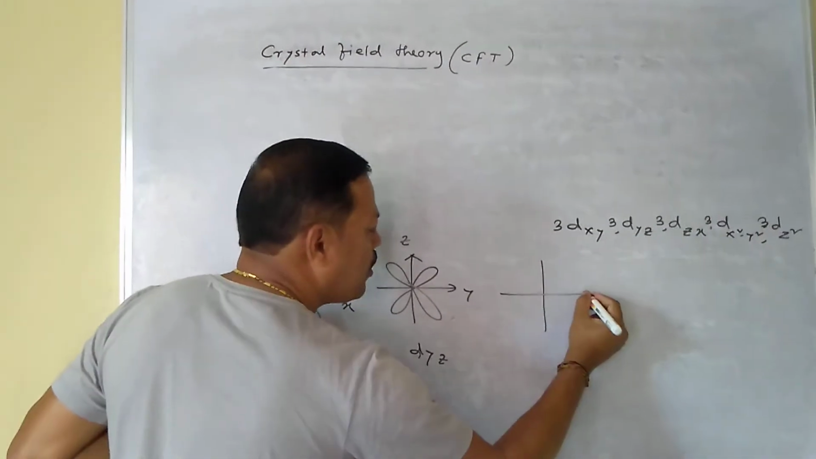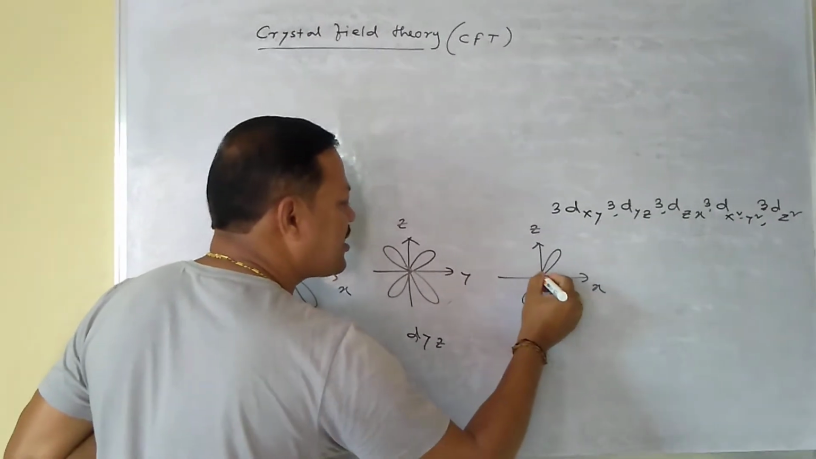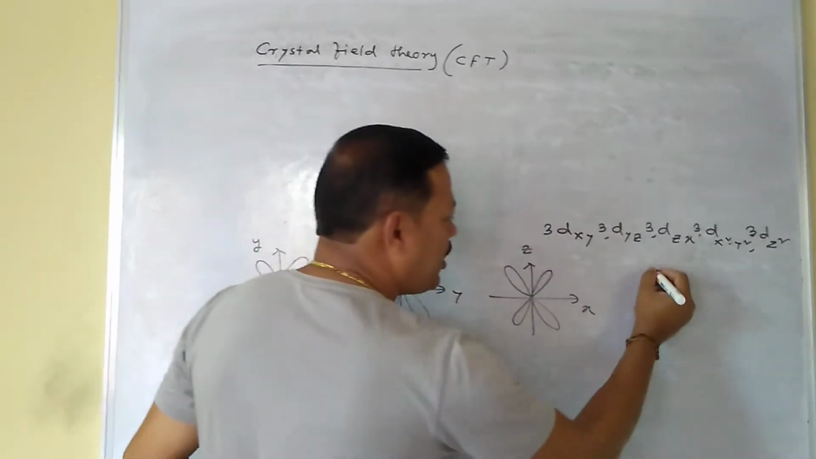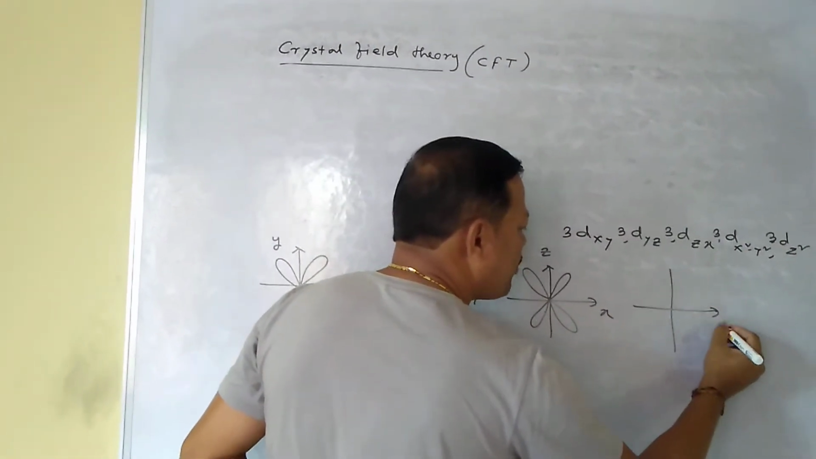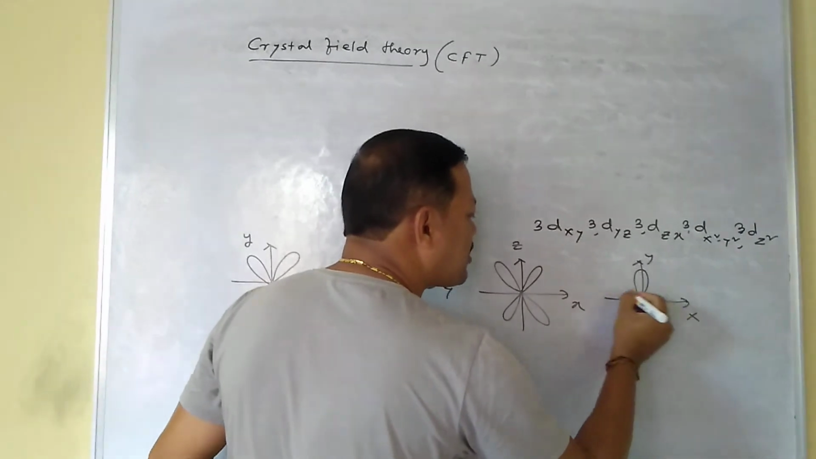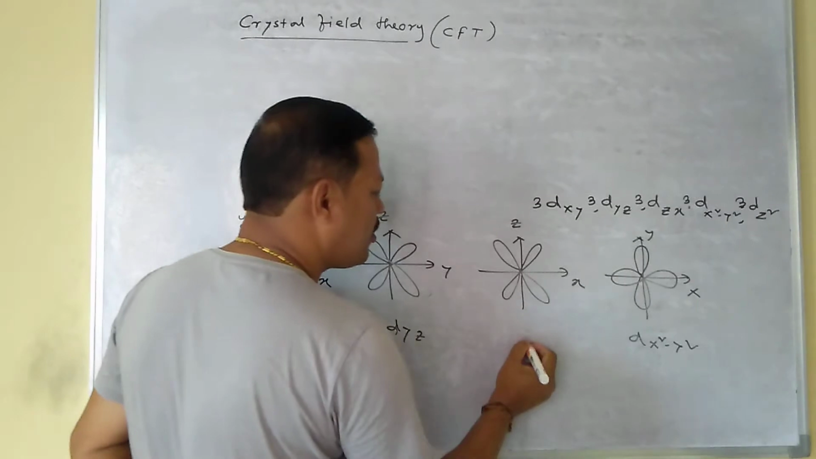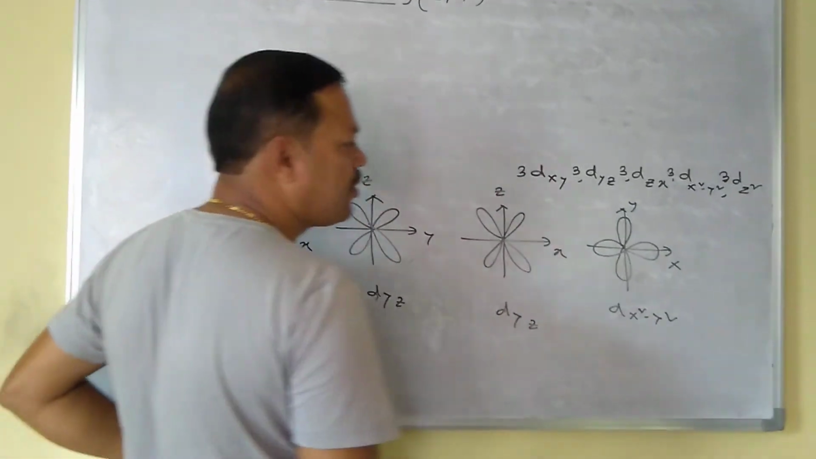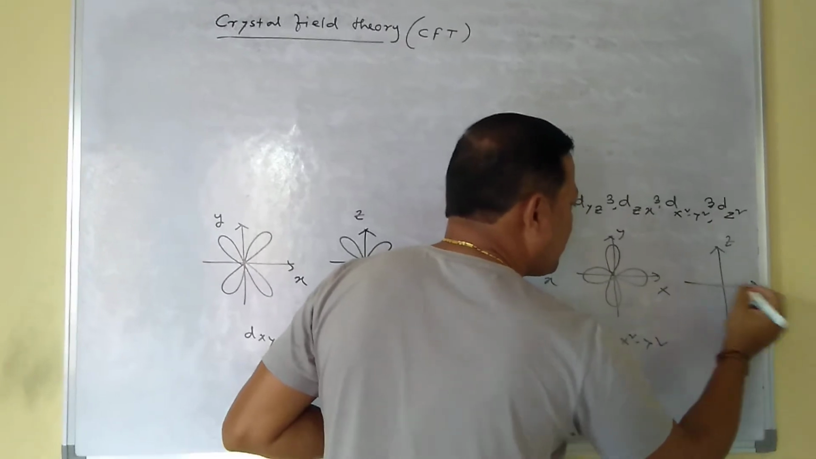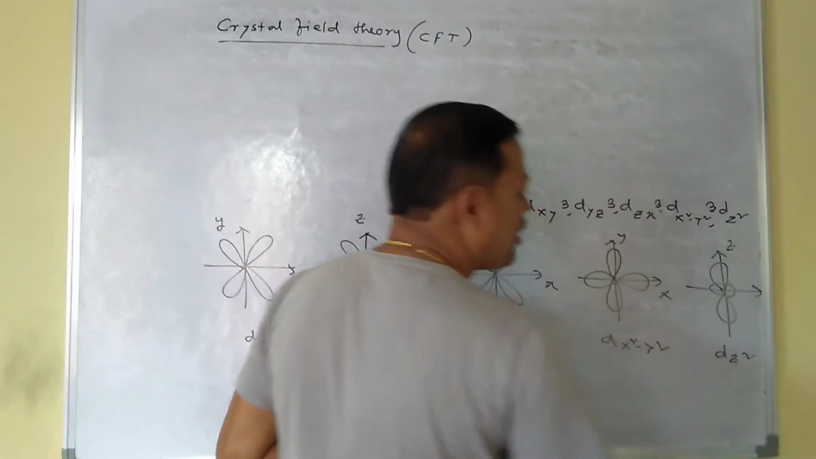Zx, the lobes are present between the x-axis and z-axis. In dx square minus y square, first you draw the x-axis and y-axis. The lobes are present on the axis in dx square minus y square. This is dyz. And in dz square, suppose this is the z-axis, it will be like this. This is called dz square.